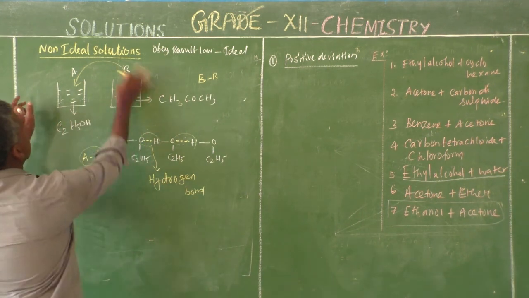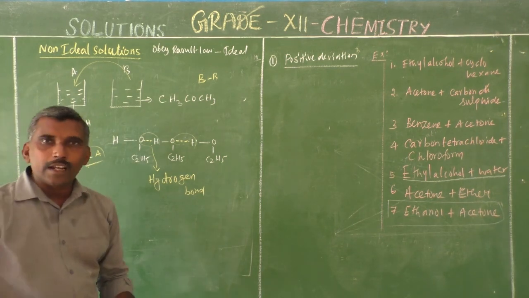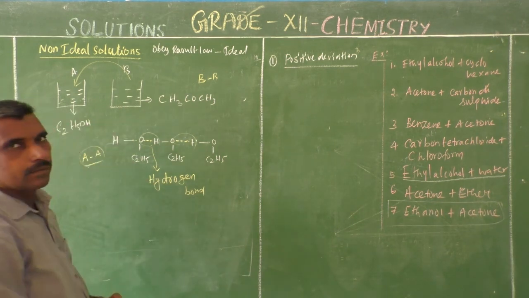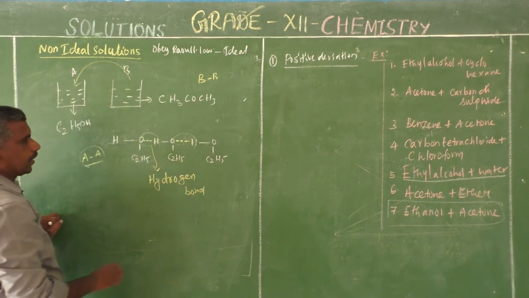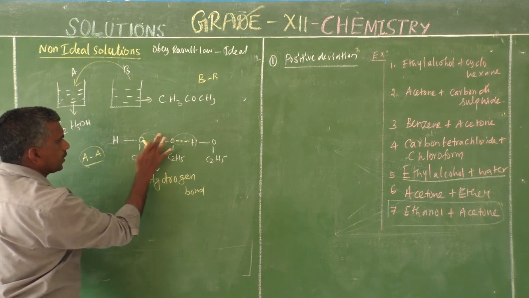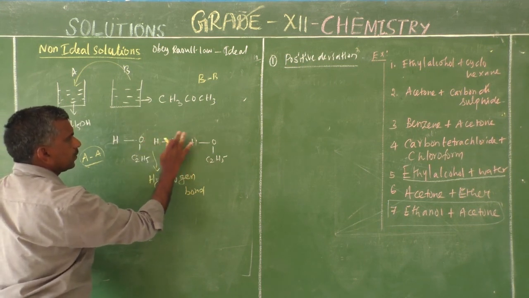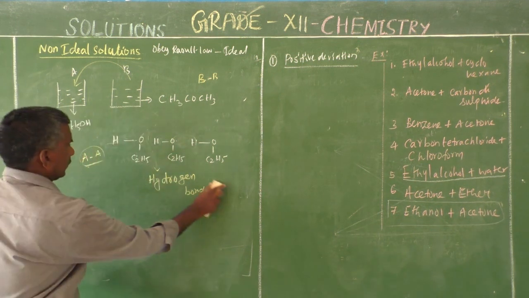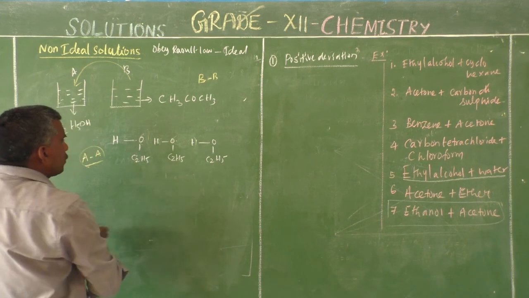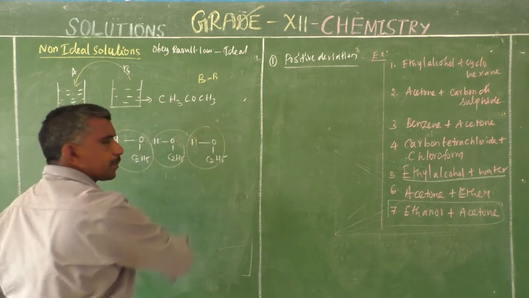Now it is mixing. Mixing of two solutions to form an ideal or non-ideal solution. What happened? When acetone is mixed with the alcohol, this hydrogen bond is breaking, and this hydrogen bond is breaking. So individual molecules are separated.